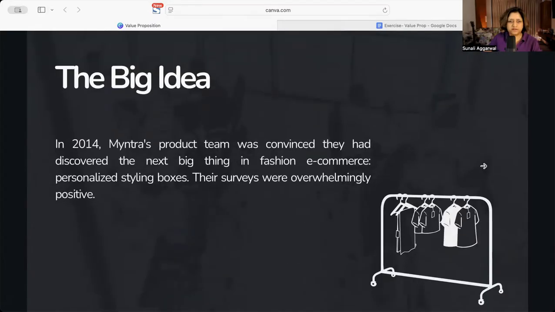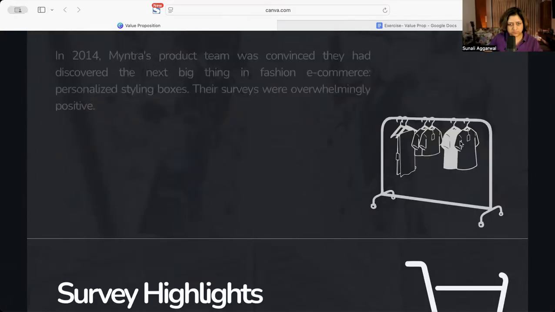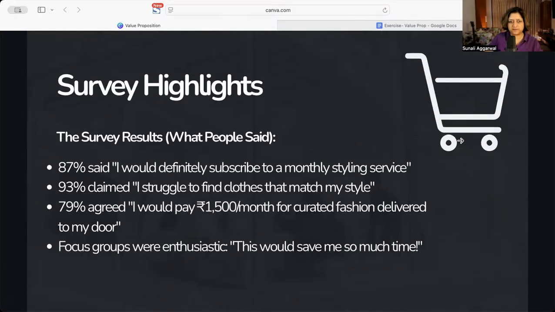So there was the big idea. Myntra's product team was absolutely convinced that they had discovered the next big thing in fashion, which was e-commerce personalized styling boxes. Their surveys were overwhelmingly positive about this. Right? Surveys are very misleading.